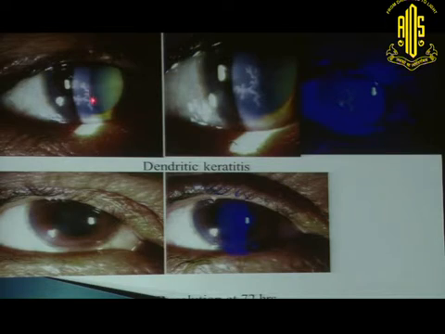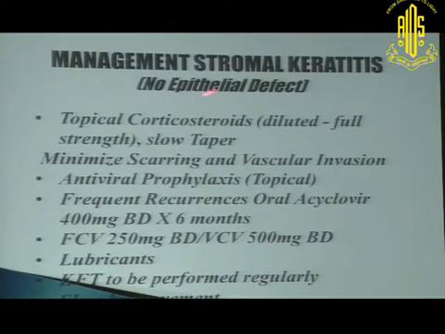I am just trying to show you a typical dendritic keratitis where a dendrite may be in this form, stain positive, treated with acyclovir 3% 5 times a day, and at 72 hours you can see that it's absolutely stain negative. In case there is no epi defect and it's only a stromal keratitis, they need topical steroids, diluted to full strength depending upon the severity, because they minimize the scarring and vascular invasion. Frequent cases of stromal keratitis need oral acyclovir 400 mg BD, maybe for 6 to 8 months.